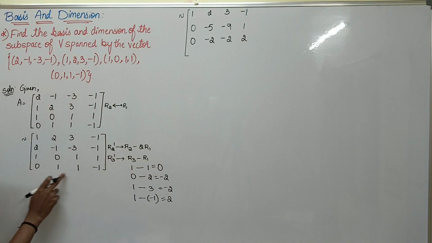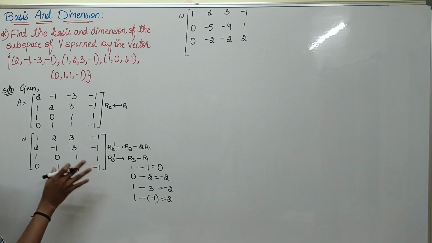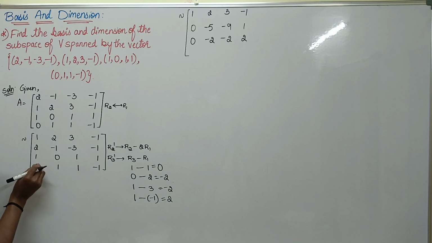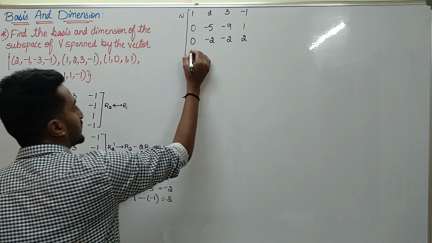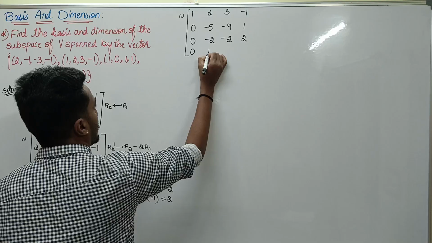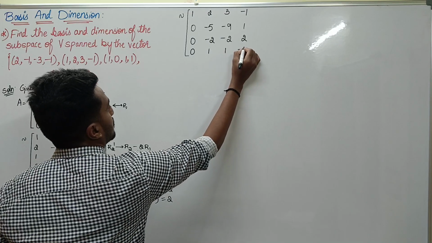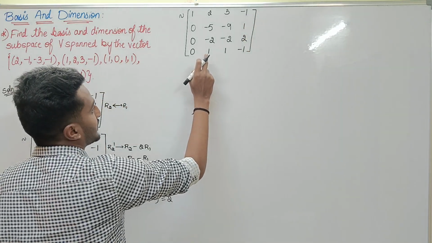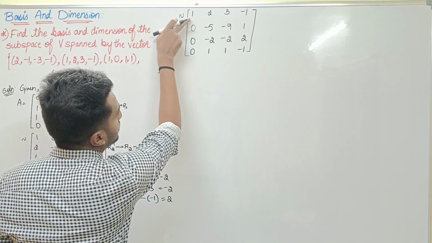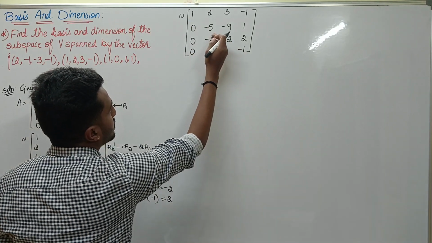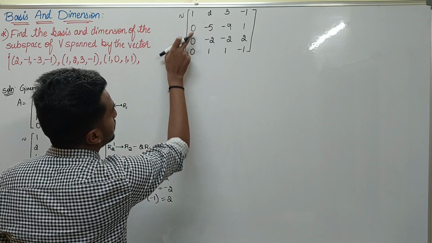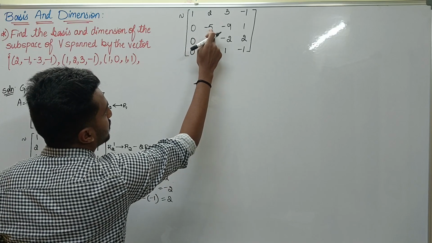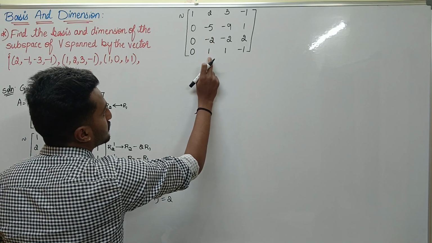Since the last row's first element is already 0, I am going to keep it as it is: 0, 1, 1, minus 1. Now see, below which elements do I need to make 0? What are the diagonal elements? 1, minus 5, minus 2, minus 1. Below this I need to make 0, 0, 0. Below the element I have made 0. Now below the 5 there is minus 2 and minus 1, next 1.